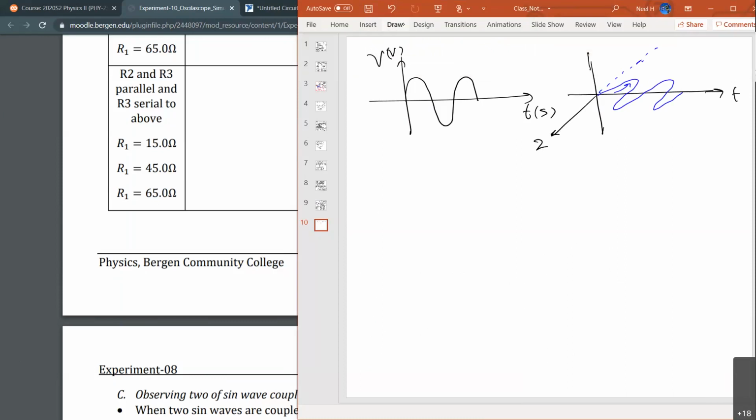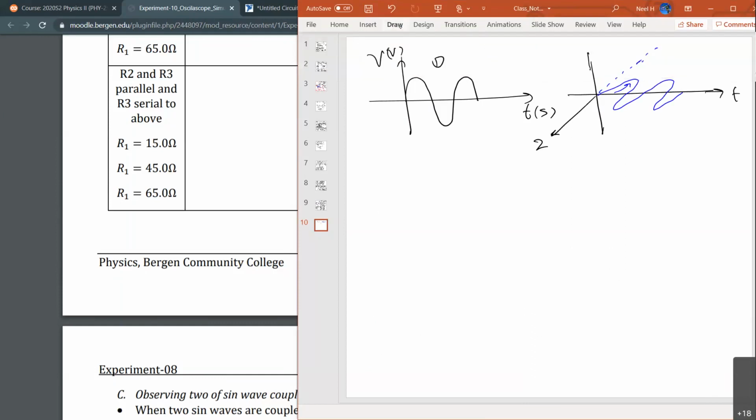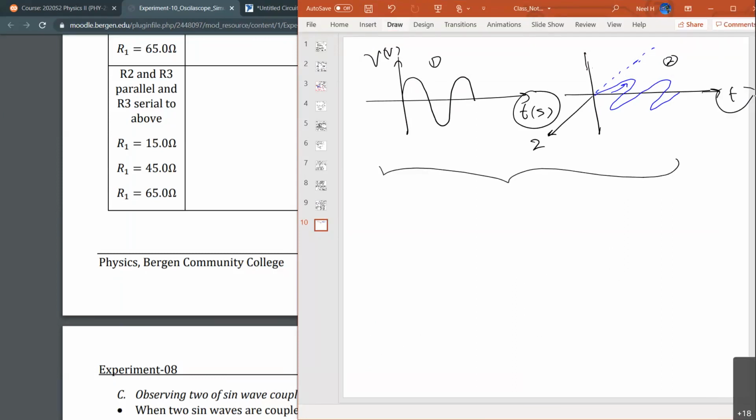Okay, now this is wave number 2. This is wave number 1. Wave number 1, wave number 2. Both have the same time axis. Now we put them on the same time axis and combine these two together. If you combine them by keeping the time axis together, you will get a new wave. That wave is actually called the Lissajous figure.